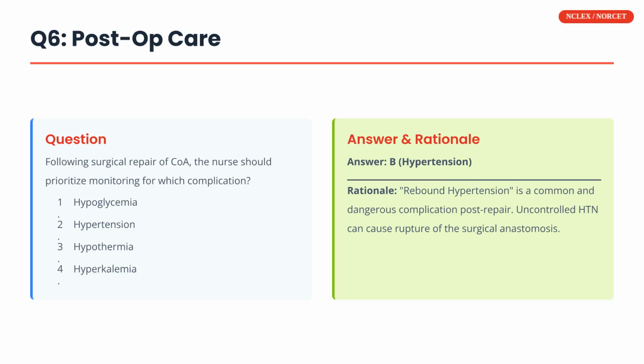Question 6. Following surgical repair of COA, the nurse should prioritize monitoring for which complication? The answer is B. Hypertension. Rebound hypertension is a dangerous postoperative risk.